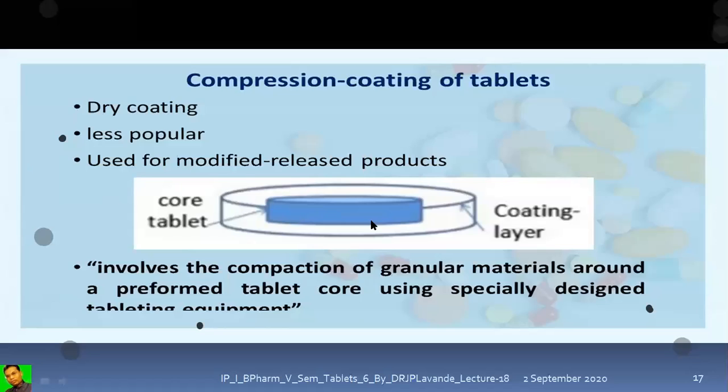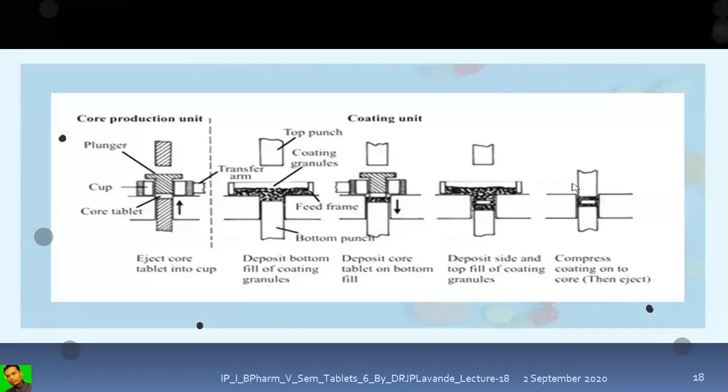There is a preformed tablet. This preformed tablet is getting compressed, right? The preformed tablet core, usually using specially designed tableting equipment. The specially designed tableting equipment are required. Now you can see here in this particular image, this is the coating unit, and this is the assembly which is responsible to produce the core unit or the core tablet.